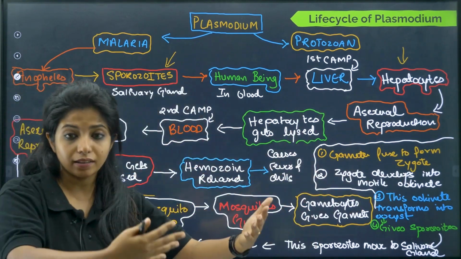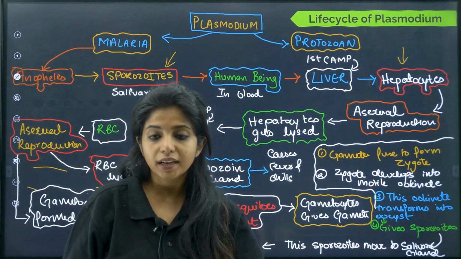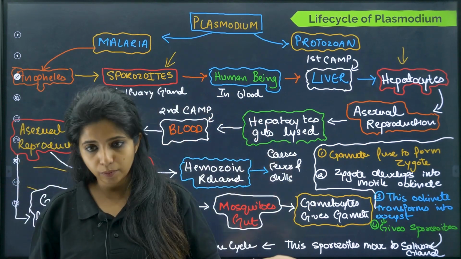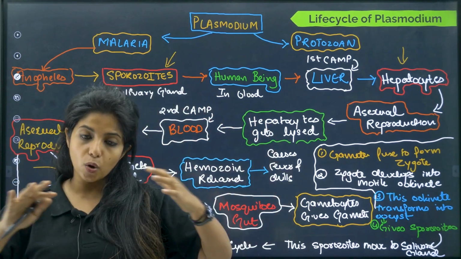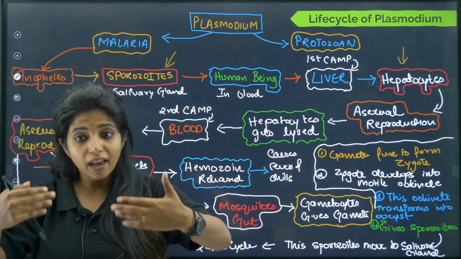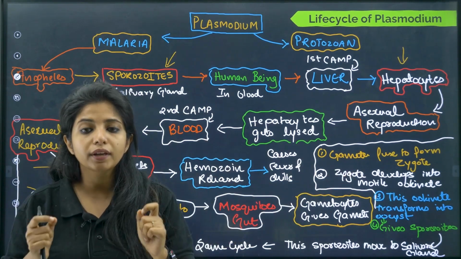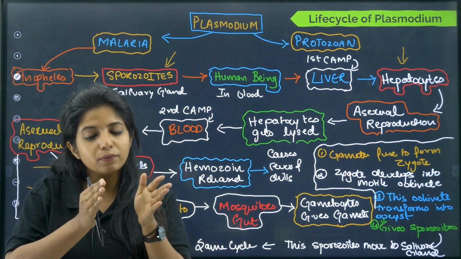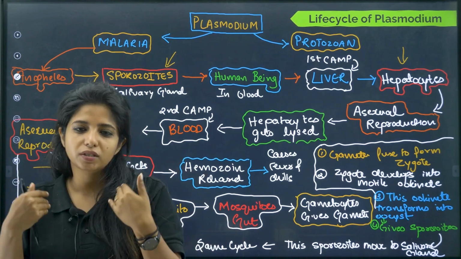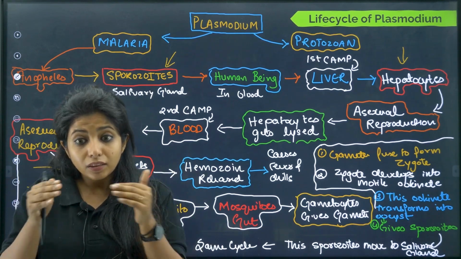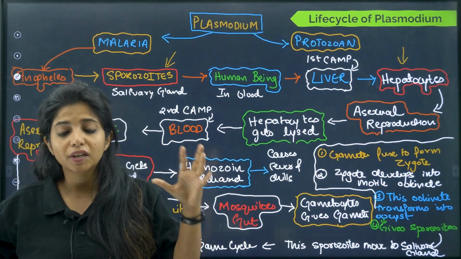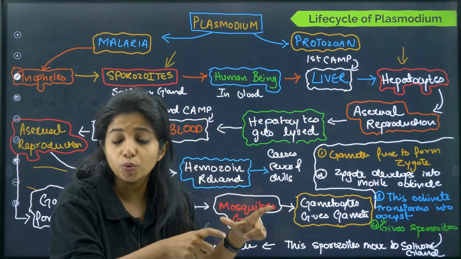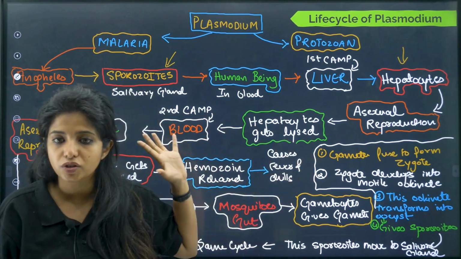I go to the next cell, that is the red blood cells. In the red blood cells, again I do asexual reproduction. Again, the red blood cell also gets lysed, but this time I was having food also. And what was my food? Hemoglobin. And this heme I was converting into hemozoin because heme was toxic for me. But when the cell got lysed, hemozoin got released, and this hemozoin is the one that causes fevers and chills in the body.